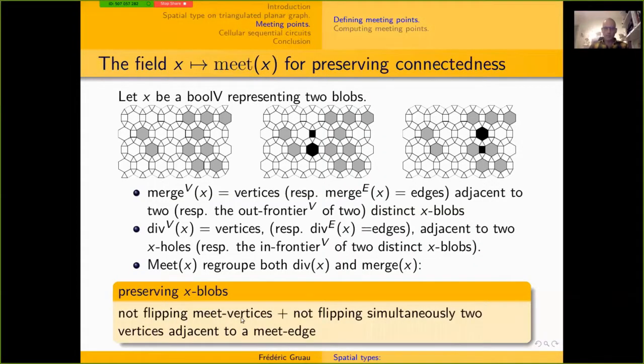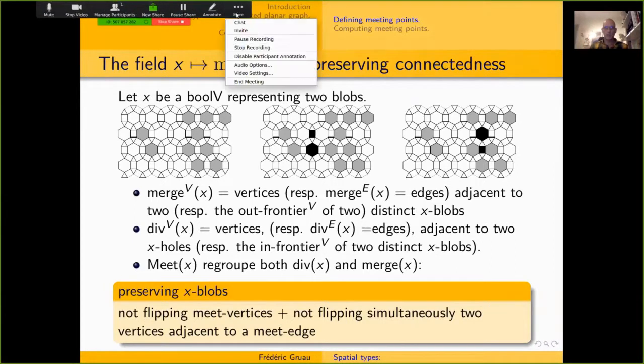Because if we modify a vertex, the meeting vertex, we will merge blobs or divide blobs. And if we flip simultaneously the two vertices adjacent to a meeting edge, we will also merge two blobs or divide two blobs. So preserving each blob is possible if you know the meeting vertices and the meeting edges.